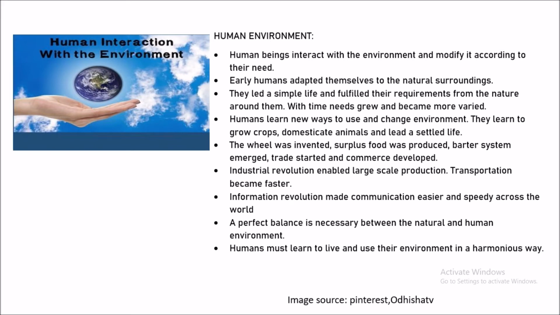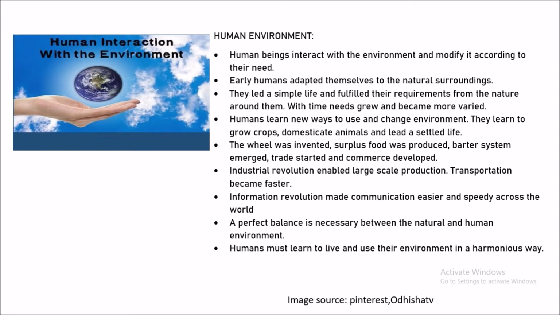With time, the needs grew and became more varied. Humans learned new ways to use and change the environment. Now here the problem started. They learned to grow crops. It was a good sign. Domesticate animals. Fantastic. And started to lead a settled life. So till here it went really very well. In the initial stages, man learned how to grow crops, how to domesticate animals, and also to lead a settled life. After the early man stage, he started to lead a settled life in a particular place.